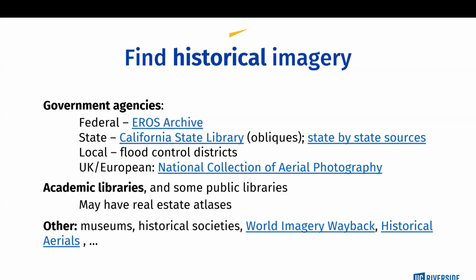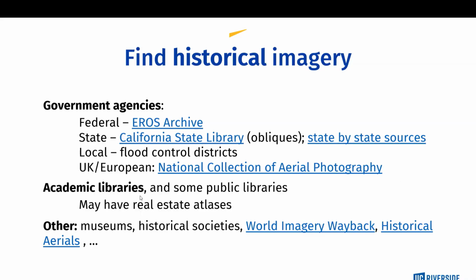And then this next link is one of my recent favorites, the National Collection of Aerial Photography. It's coming out of Scotland, very heavy into, of course, coverage of the UK and also Europe, although they have other parts of the world as well. They have a great store of imagery from World War II, which is really fascinating.